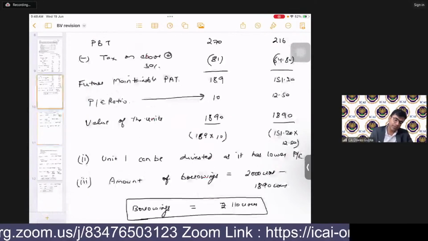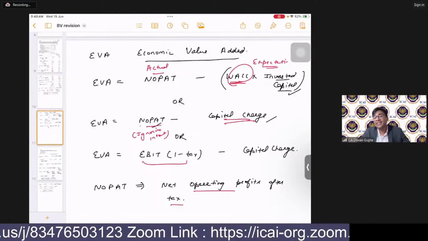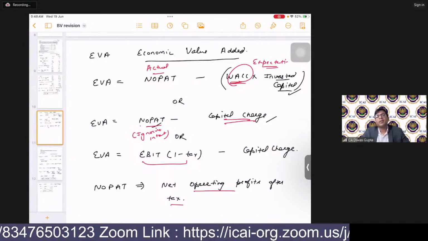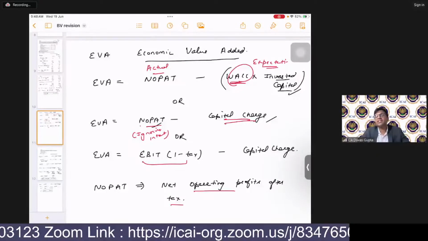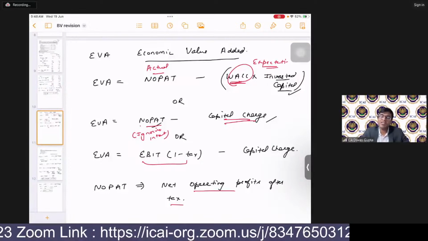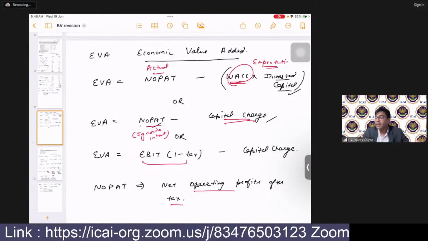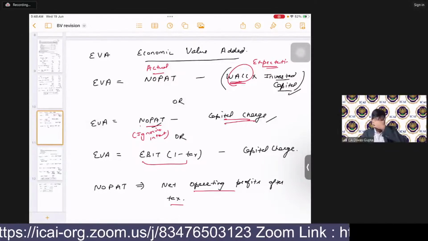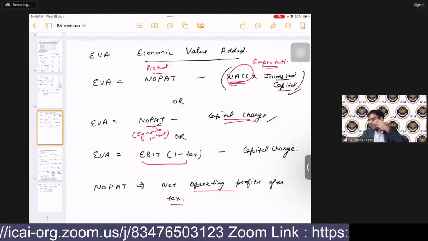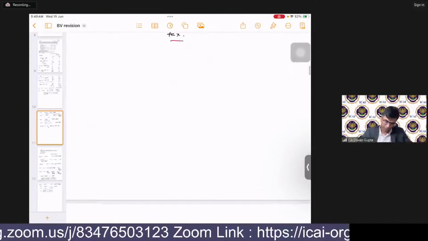Clear, students? EVA is also used in practical life to assess any project, right? Because in this, we are not making use of cash flows. We are not making use of present values. We are making use of the real profitability, right? What is your operating profit after tax, and whether that is meeting the expectations or not.